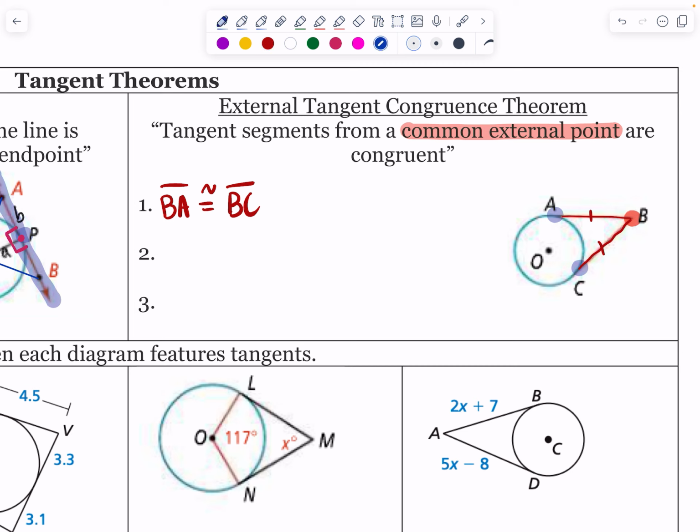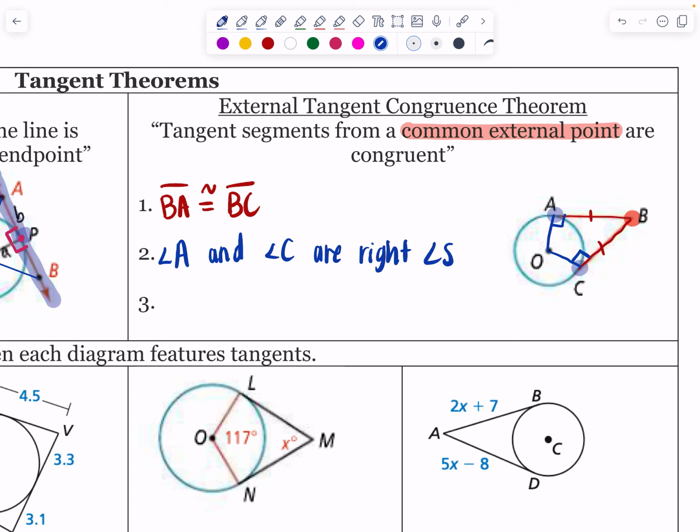If I were to draw in a radius here and a radius here, we know that at point A, we're going to have a 90-degree angle, and at point C, we're going to have a 90-degree angle. So we would say that angle A and angle C are right angles.